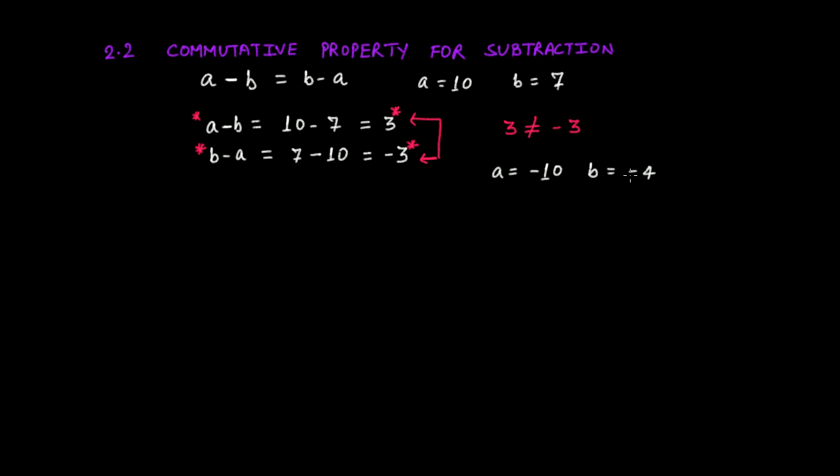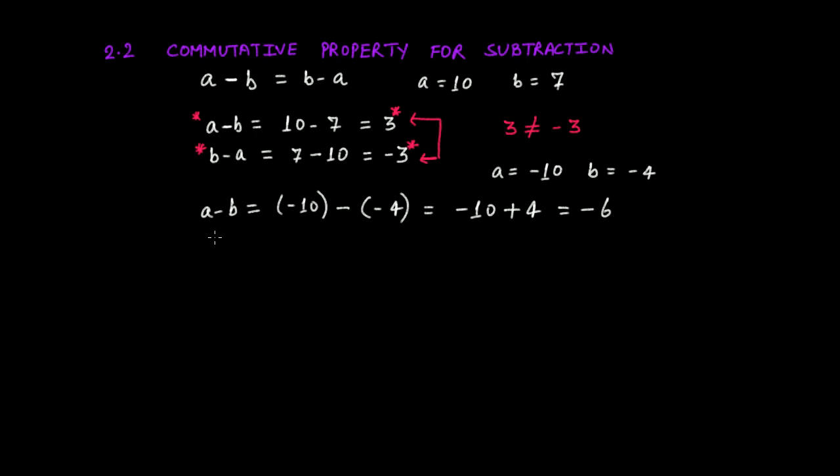Now let's see for this one. What will be a minus b? A minus b will be minus 10 minus of minus 4. This will be minus 10 plus 4. This will give you minus 6. A minus b in this case gives you minus 6.